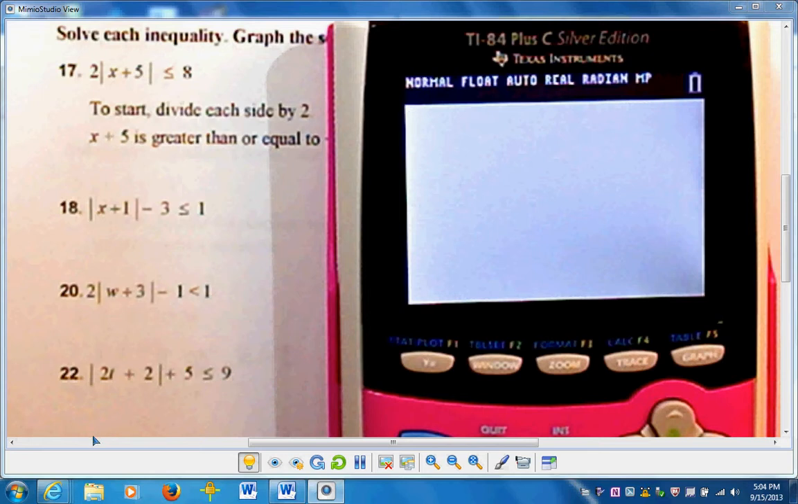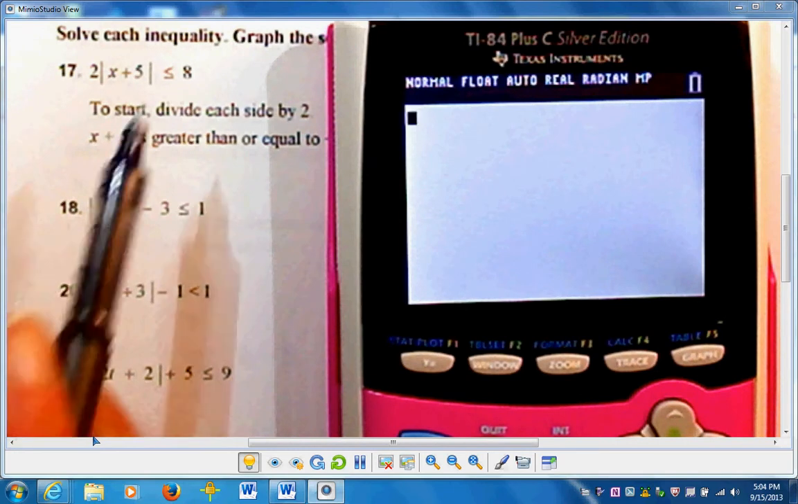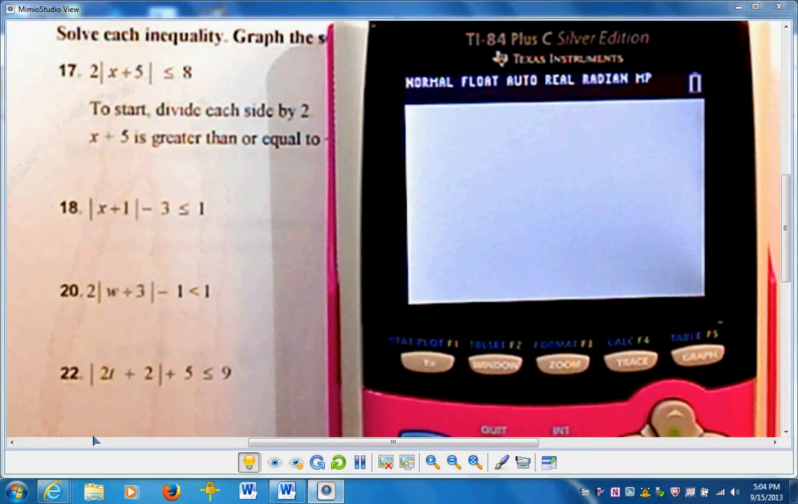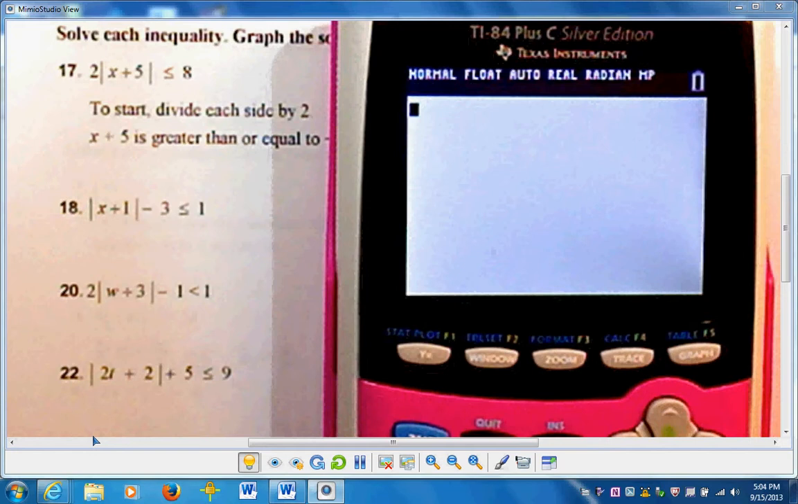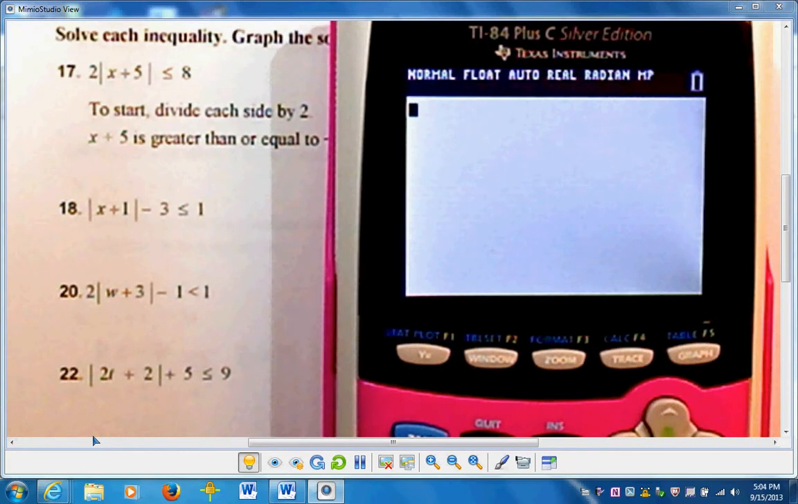In the last video, we looked at absolute value equalities. In this video, we're going to be looking at inequalities, and I'm going to show you how you can do the inequality on your calculator. So just like in the last problem, you put it in Y1 and Y2. We can do that. I'm going to show you actually two ways.